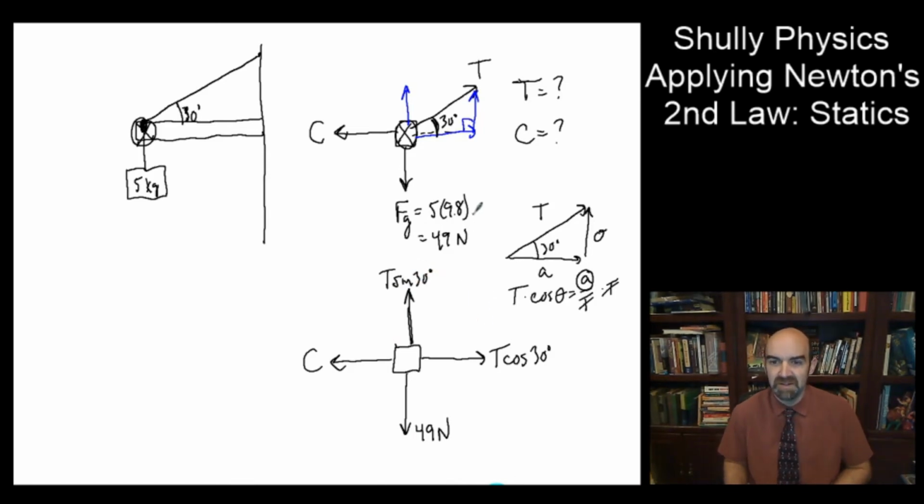So I always, when I'm looking at these, I go, oh, which side is touching the angle? That's the adjacent side, that's the cosine. The opposite one is always the sine.